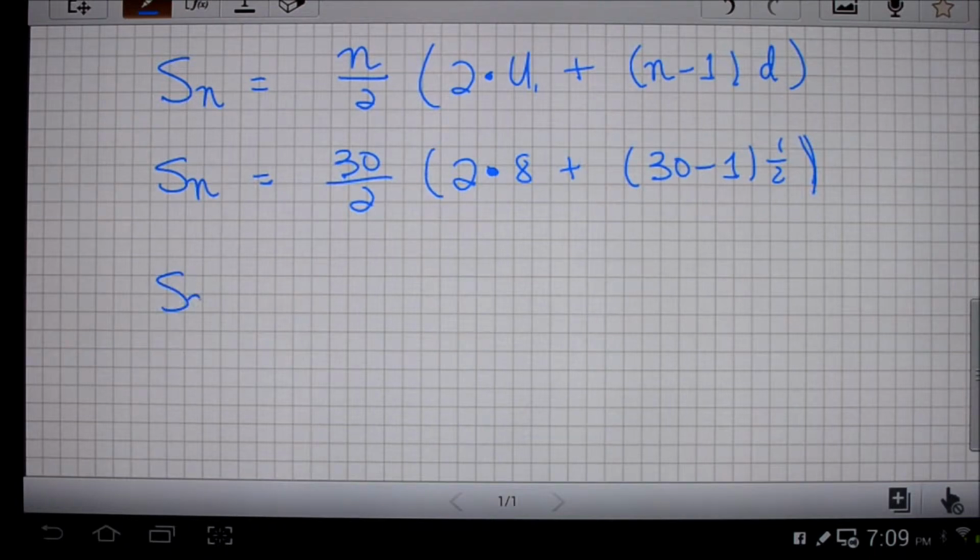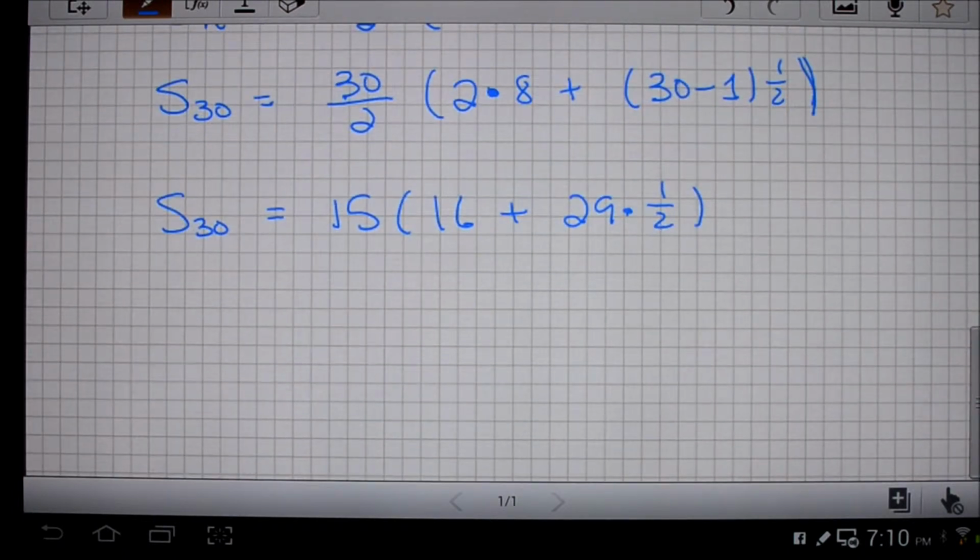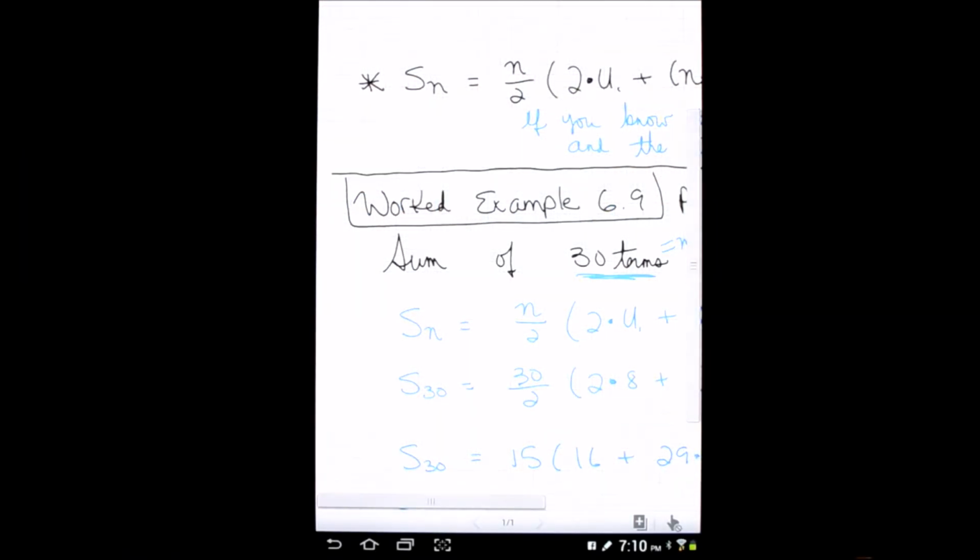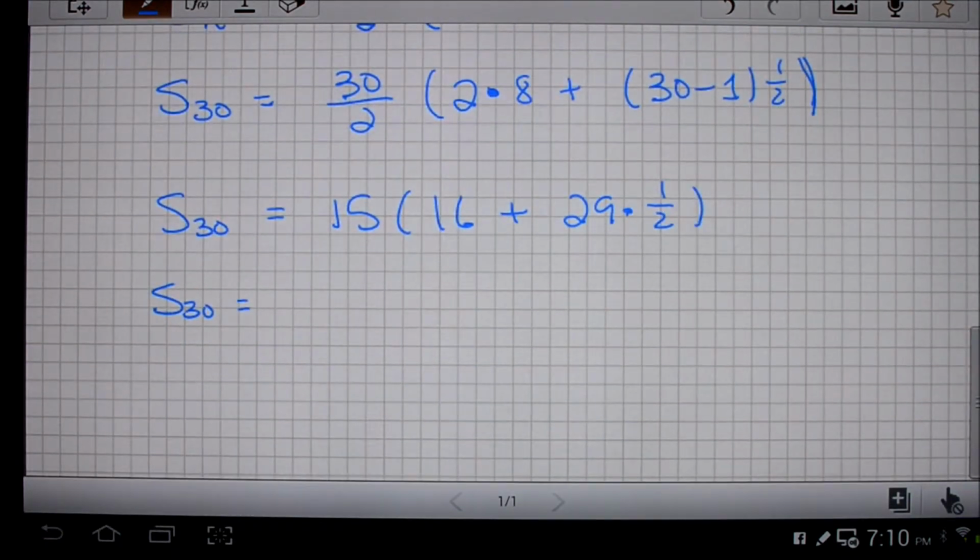What I forgot to write is it should be the sum of the first 30 terms right there, not S_n. The sum of the first 30 terms is 15 times, in parentheses, 16 plus 29 times 1/2. Oh, it's going to be a decimal. I'm not even going to bother working it out by hand. Actually, the book didn't work anything out. They just get straight to the calculator, I guess. So it's 457.5.